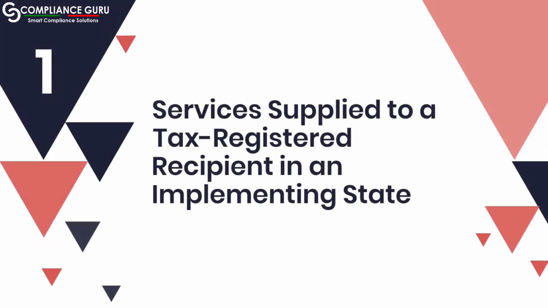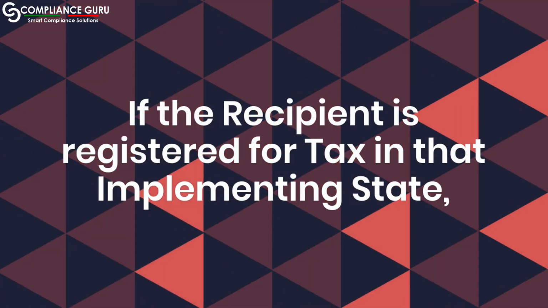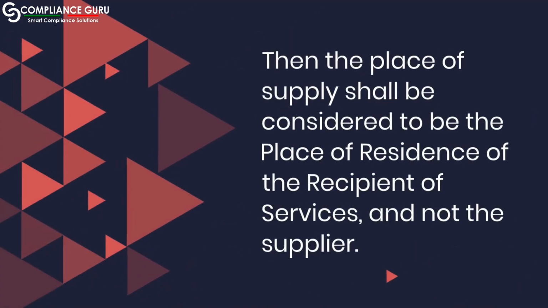1. Services supplied to a tax-registered recipient in an implementing state. If services are provided to a recipient of services who has a place of residence in an implementing state, and if the recipient is registered for tax in that implementing state, then the place of supply shall be considered to be the place of residence of the recipient of services, and not the supplier.